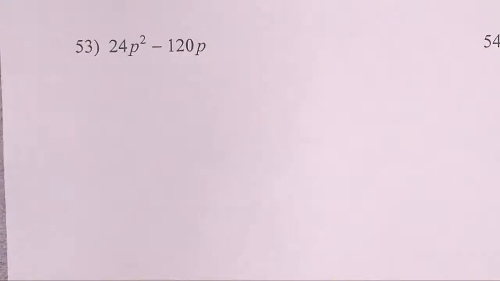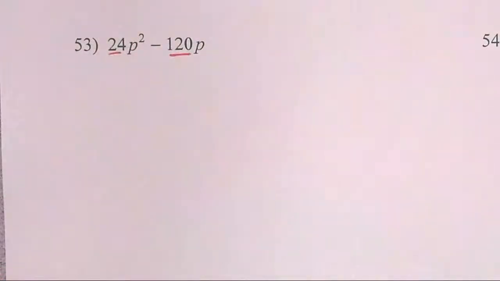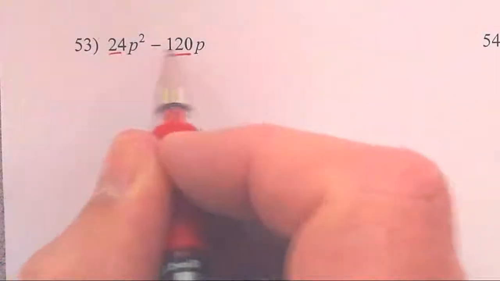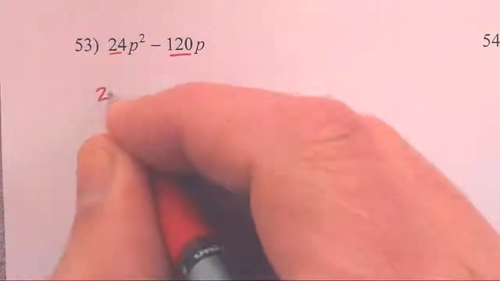Okay, number 53, it's a binomial. There's only 2 ways we can factor binomials, and that's to undistribute or factor out the GCF, and or to hope that it's a difference of perfect squares. So 24 and 120, clearly I can get something out of that. I can get a 2, I can get a 4. I can even get a 24 out of here if I look long enough. So I'm going to factor out a 24.